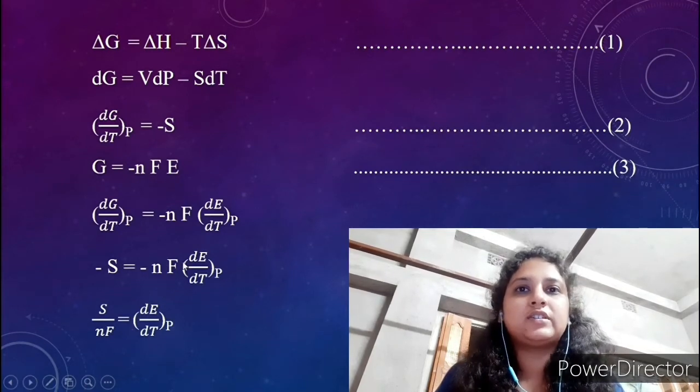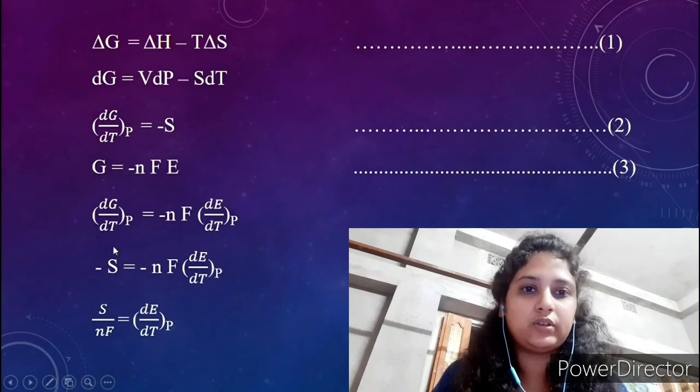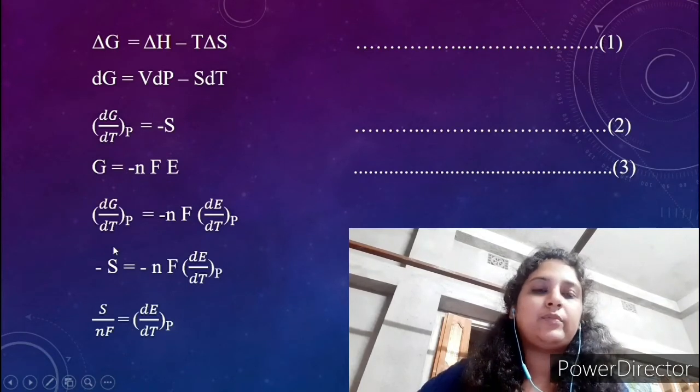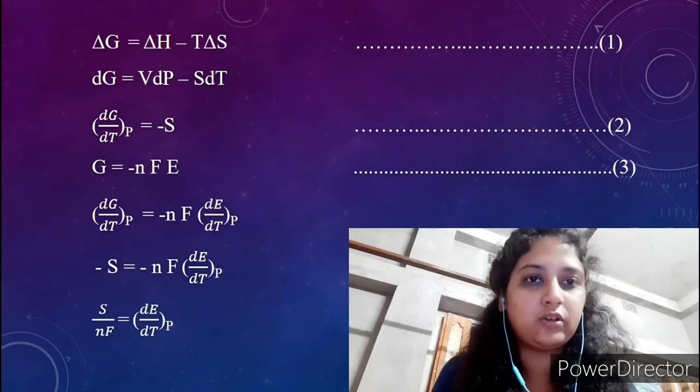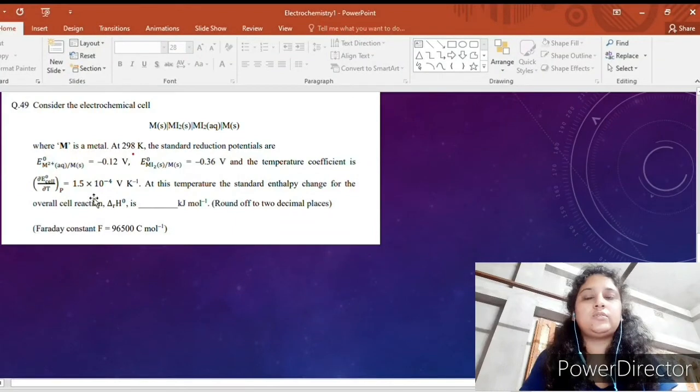So these equations are very important to solve problems coming from electrochemistry. Today I will show you one example only. The question is from the GATE 2019 paper. Here you can see that an electrochemical cell representation is given, the value of (del E/del T) at constant P is given, and the E0 of the half cell reaction is also given. From here we have to calculate the value of the enthalpy.